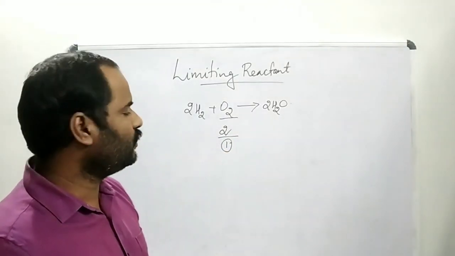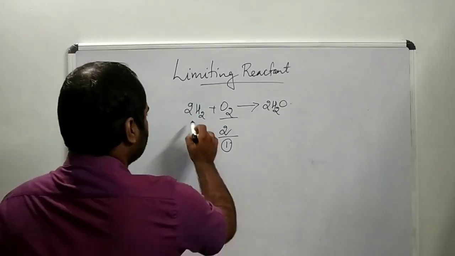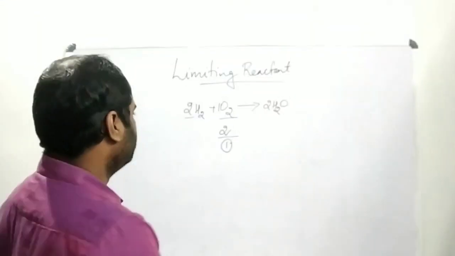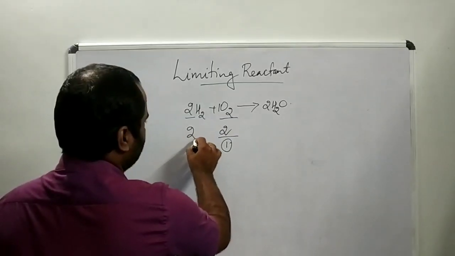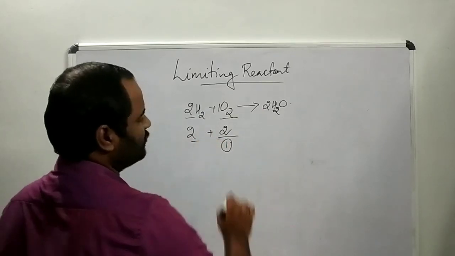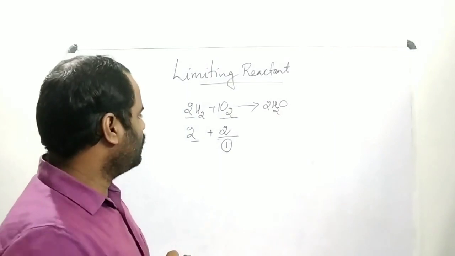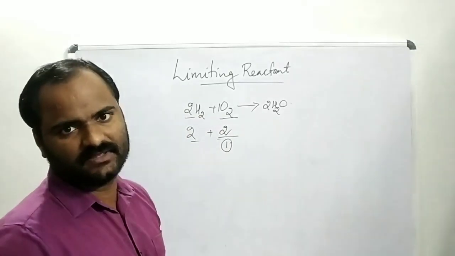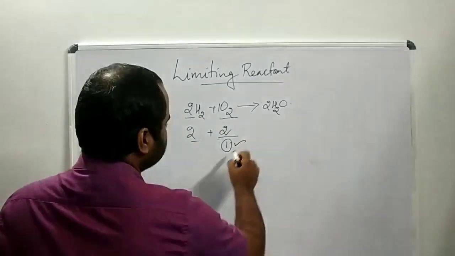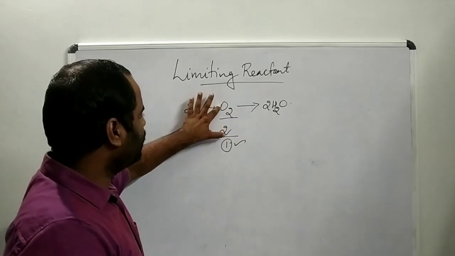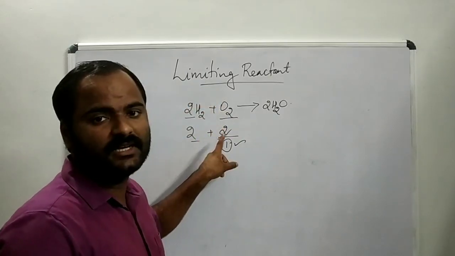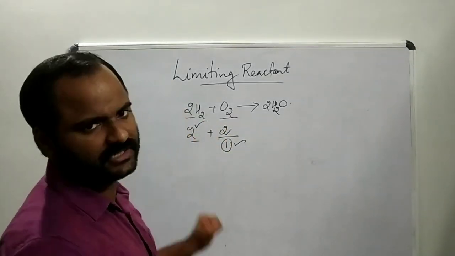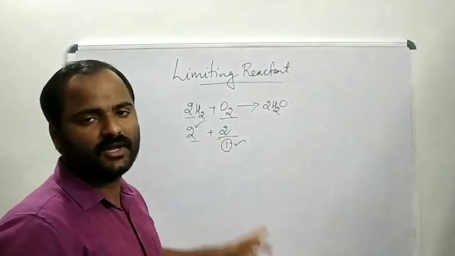Here it is 2 moles of hydrogen and 1 mole of oxygen, and we get 2 moles of water. Instead of that, we take 2 moles of hydrogen and 2 moles of oxygen. What happens? 1 mole of oxygen will not be reacting with that hydrogen. So 2 moles of hydrogen will react because that is the equation, but 1 mole of oxygen will be left over.